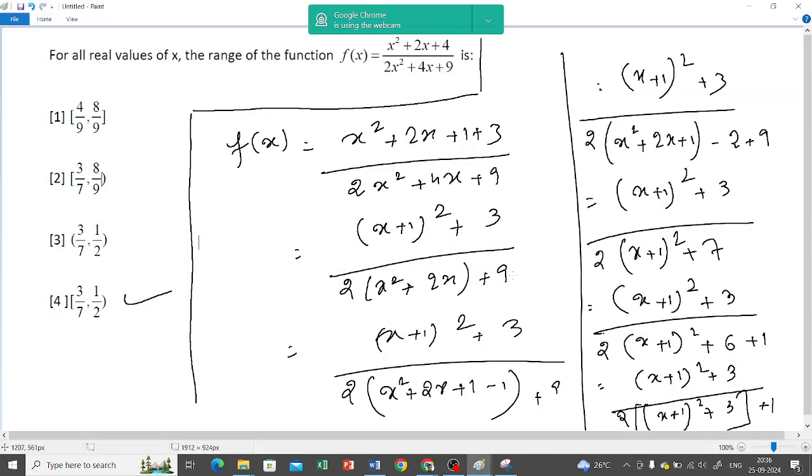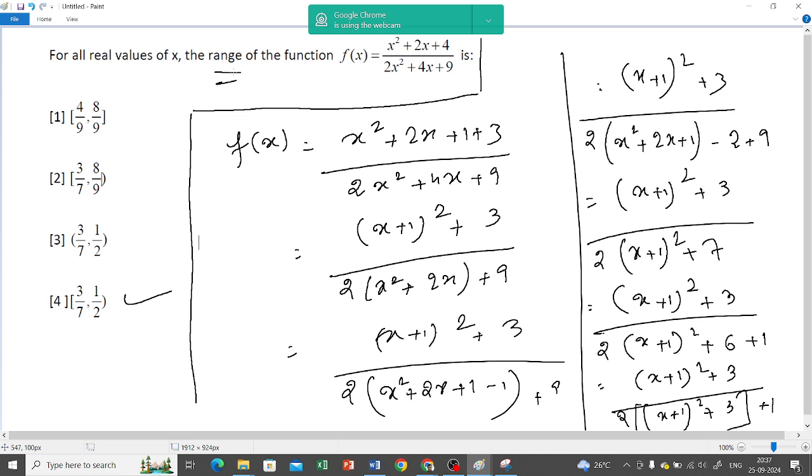See, when you need to find out the range of the function, that means what? You need to find out what is the set of values that the function is going to produce as result.